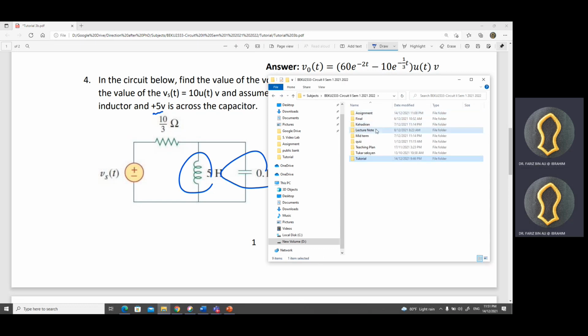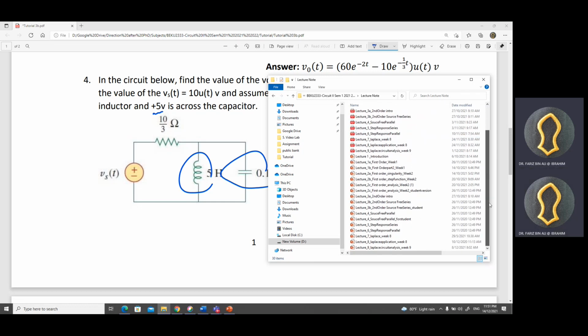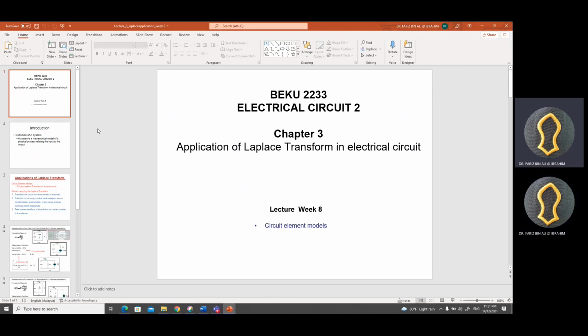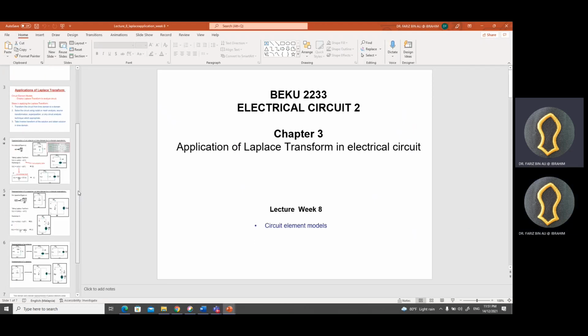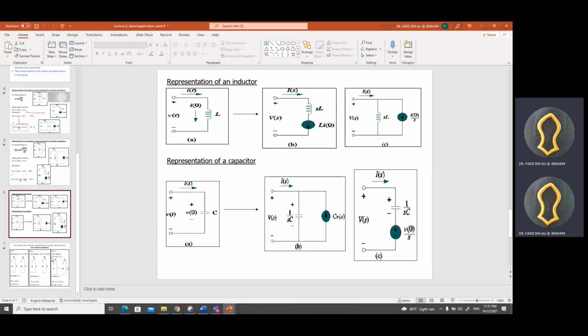Let me open the lecture note for Laplace. So which one? This one. Okay. Here. This is zero initial condition. But for question number 4, we have initial condition.